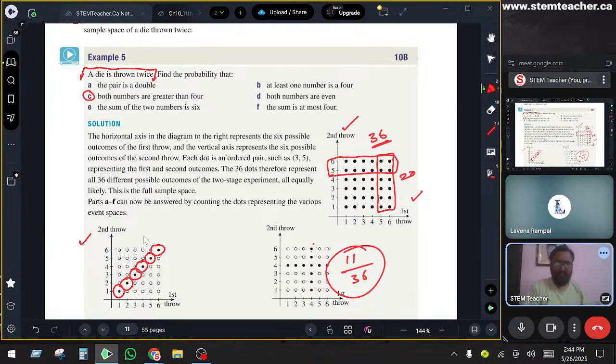Am I right or wrong? What is C? Both numbers are greater than 4. I marked according to this image. Am I right or wrong?